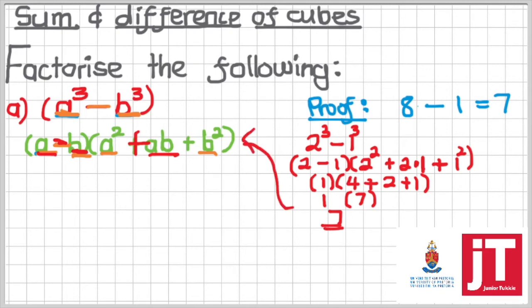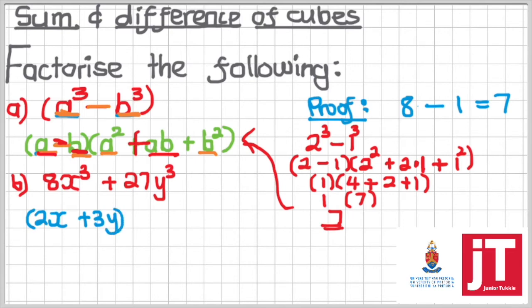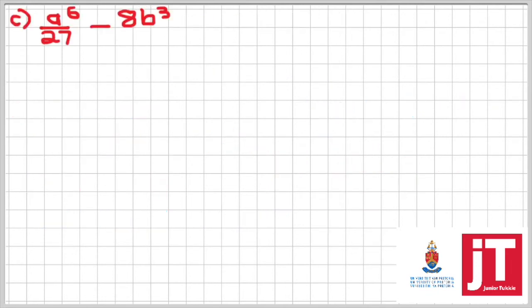So let's look at another question. We're given 8x to the power 3 plus 27y to the power 3, which is a sum of two cubes. Same approach: from the binomial, we're going to get 2x plus 3y. And in the trinomial, we're going to get 4x to the power 2 minus 6xy plus 9y to the power 2 as our final answer. We move on to the next question.